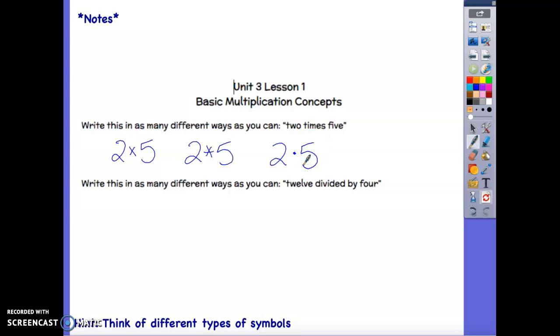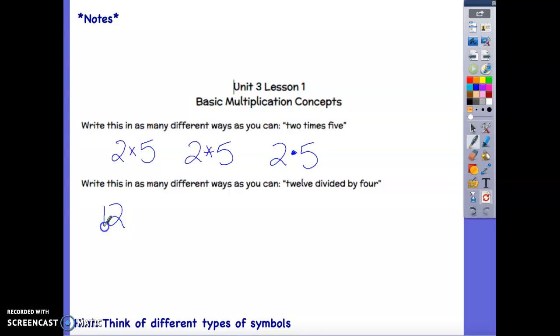Now, we have to be really careful when we use the dot to recognize multiplication. You need to make sure that it's up high enough so it doesn't look like a decimal point. But we use the dot a lot, especially when we're multiplying fractions, which is what we're going to start covering today. We'll also eventually talk about division, and so there's some different ways to write division as well.